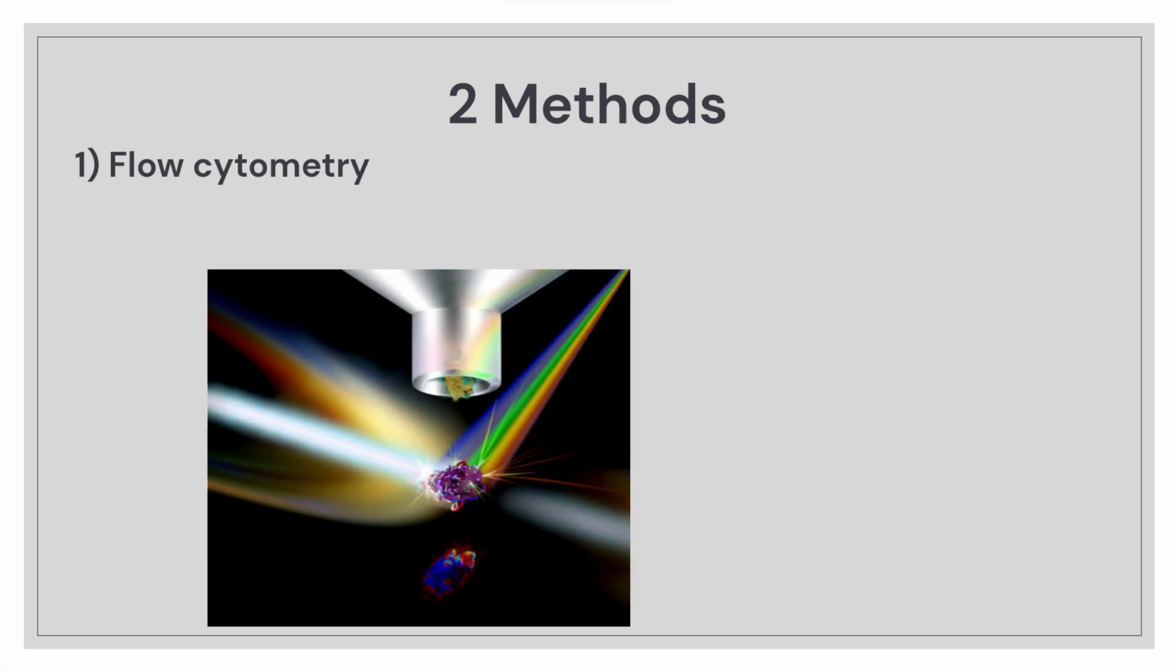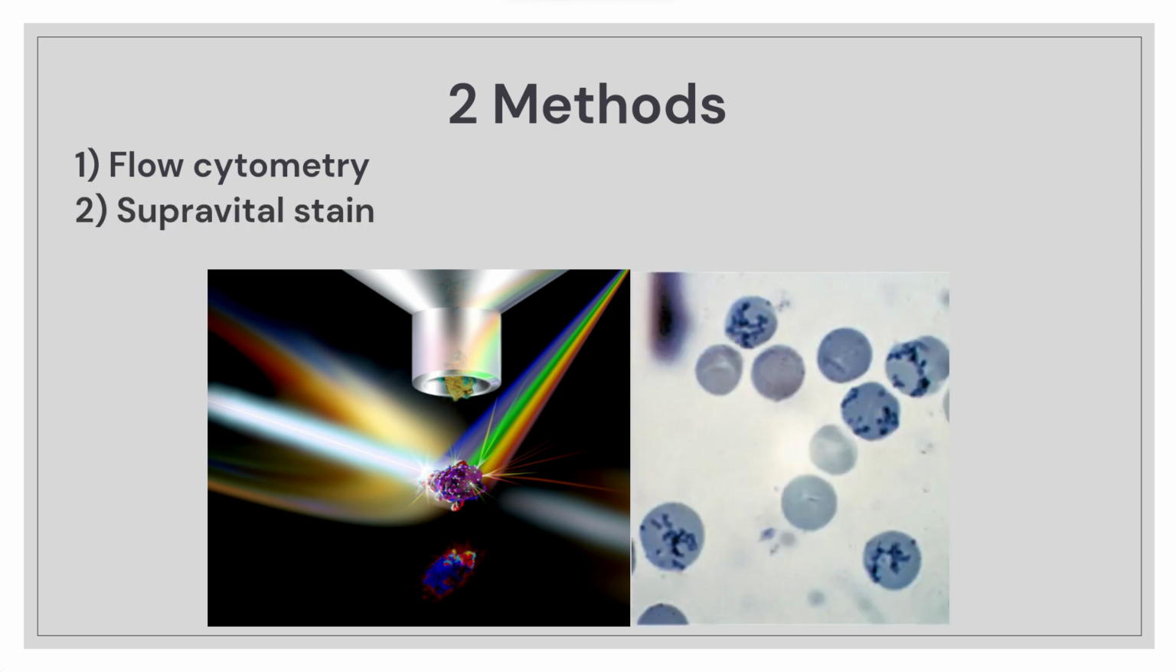There are two methods of measuring reticulocytes. First is flow cytometry. It is a faster and more precise way of measuring reticulocytes. Second is the manual standard technique, supravital dye stain, that is new methylene blue stain. This stain is designed to highlight the RNA as a blue color.